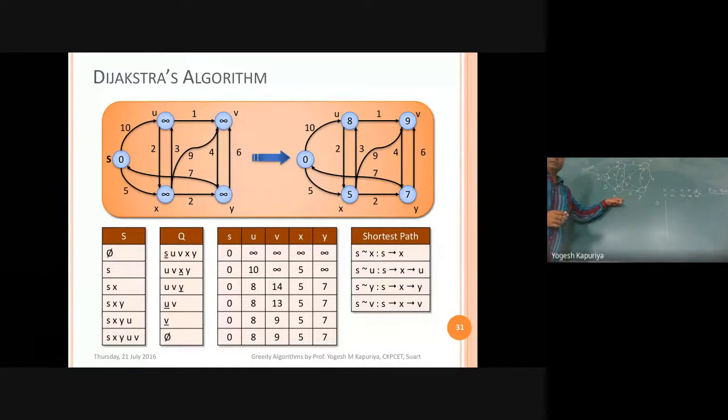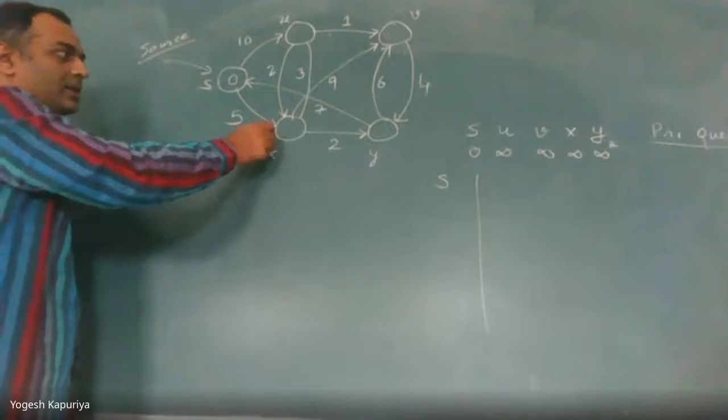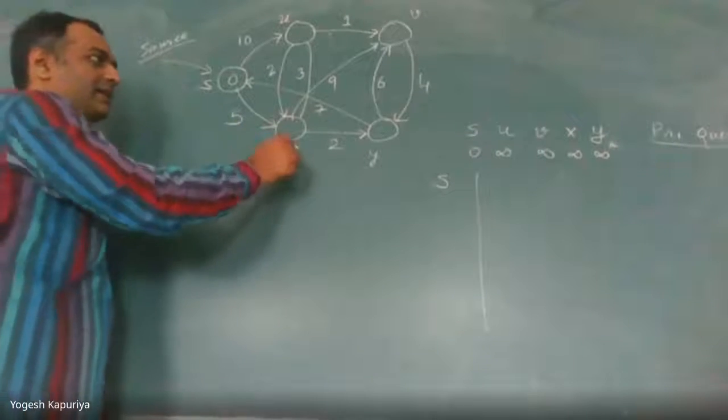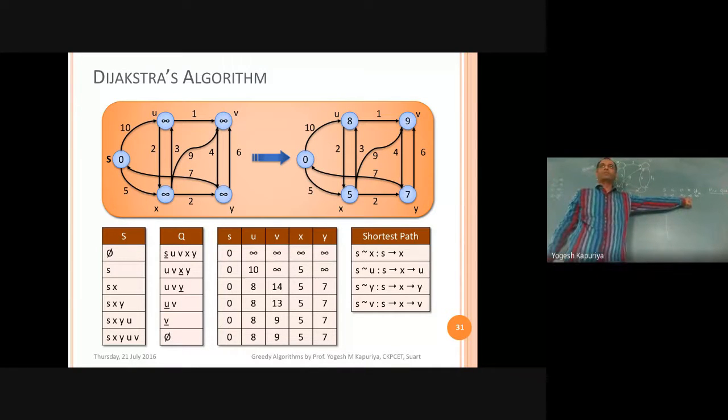Then you relax that edge. Relaxing means that you will check the weight or distance at the destination. You will check the distance at the source and you will check the weight between source and destination. So here the distance of the source is 0, the weight is 5. So if I consider this edge for the shortest path, the distance at X will be 0 plus 5. Right now the distance is infinite, so I will make it 5. So this will be changed to 5.